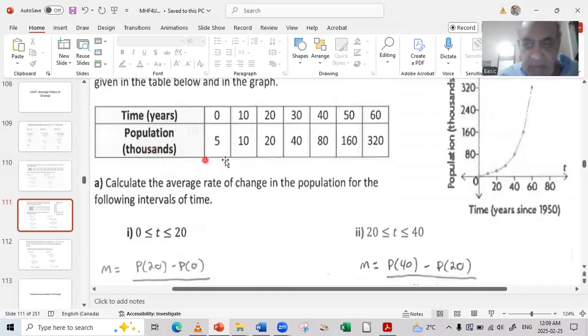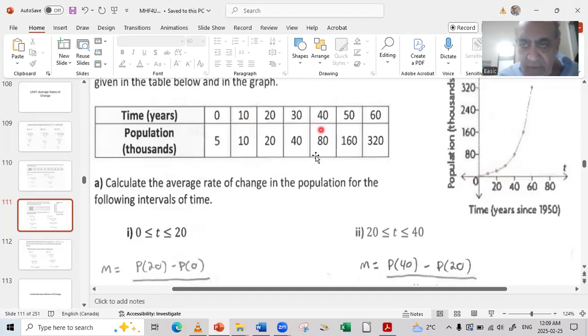Here, the 0 is the population is 5. Let's go for 10. Population is 10. Here is 10, and the population here 10 and 10. 20 and 20. Here 30 and 40. Here the 30, and this is the 40 in the middle exactly here.